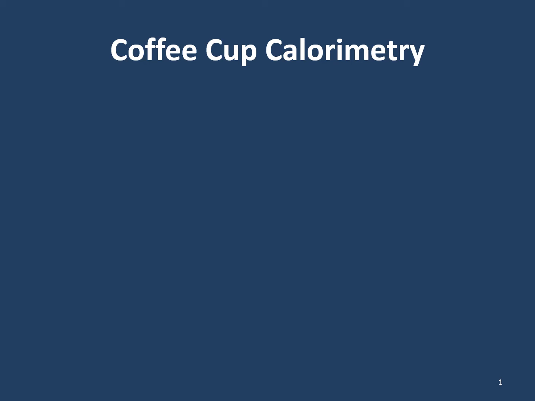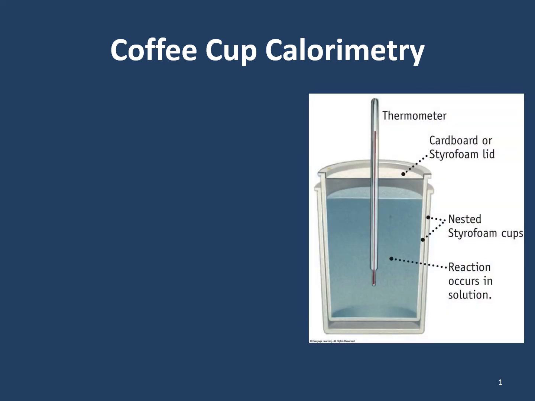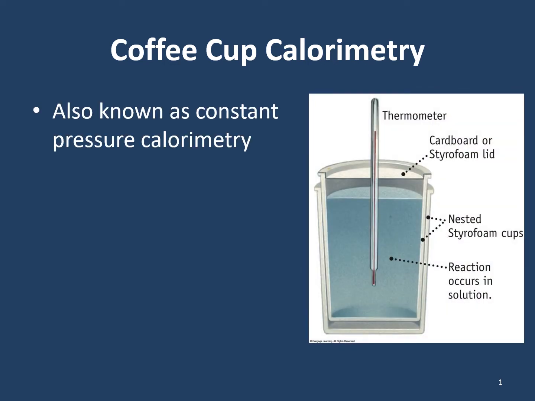Hello, Chem 1A. This is Chapter 6, Lecture Video 9, and we're going to be discussing coffee cup calorimetry in this lecture video. So, what is coffee cup calorimetry? It's more scientifically called constant pressure calorimetry because pressure is held constant in coffee cup calorimetry. Now, what's going on here is we have a coffee cup, and we have a reaction going on generally in an aqueous environment, so dissolved in water, and we're measuring the temperature change in the reaction as it occurs.